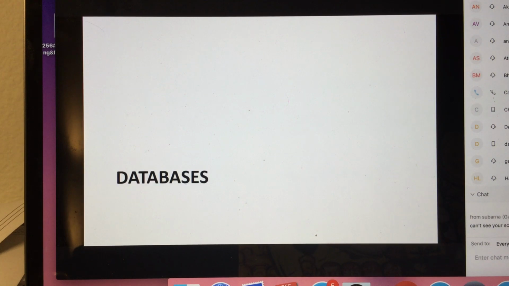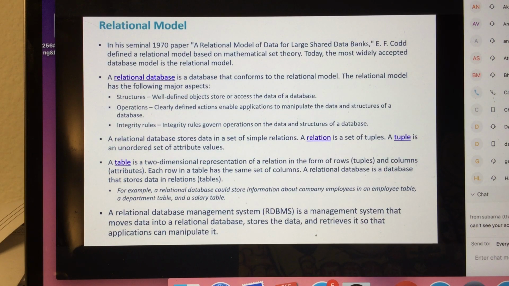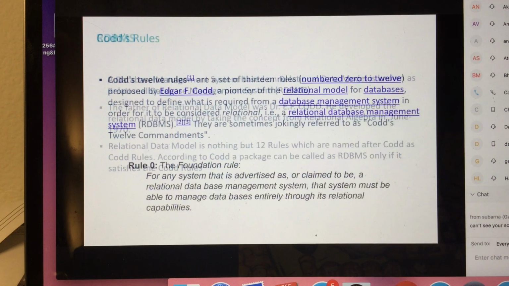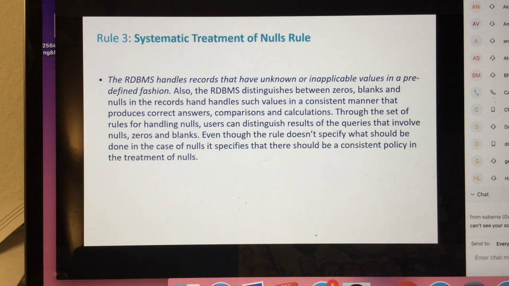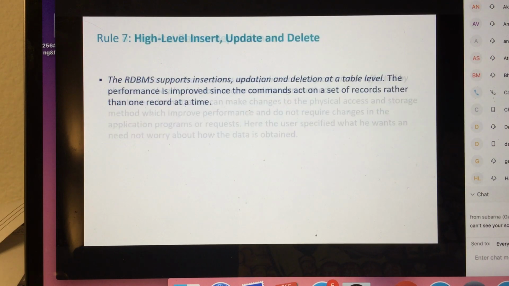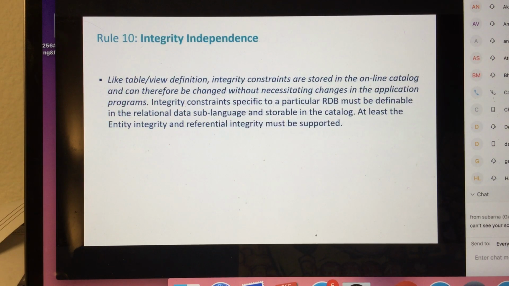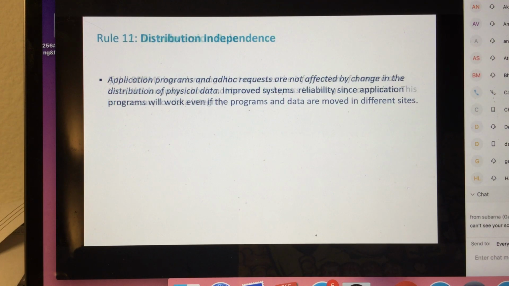All right, so we talked about the different types of databases, specifically relational. So you should be familiar with these Codd rules. What are the rules? Those are good to know. So be familiar with the 13 rules, starting at rule 0.